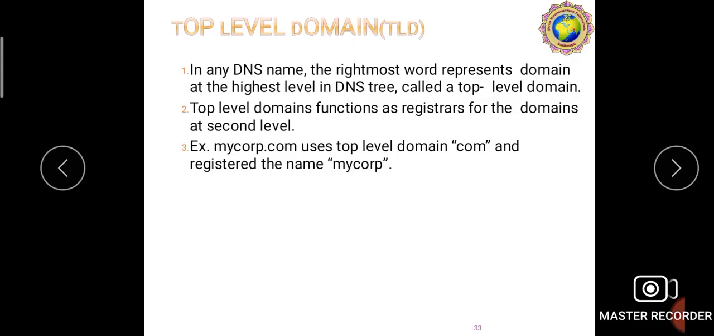So here is the top level domain. TLD stands for top level domain. In any DNS name, the rightmost word represents the domain at the highest level in the DNS tree, and it is called the top level domain. Top level domains function as registrars for the domains at the second level. For example, mycorp.com uses the top level domain com. Here .com is our domain and the registered name is mycorp.